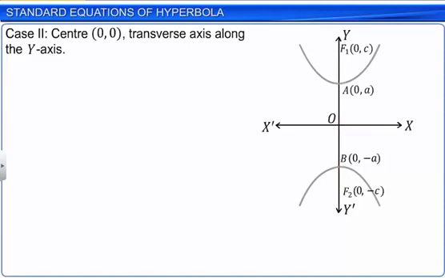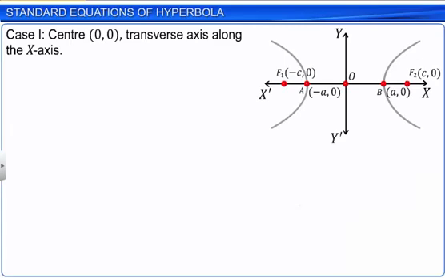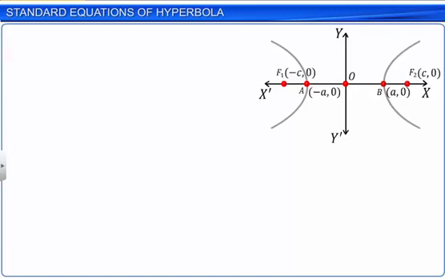Let us derive the equation of the hyperbola for case 1 with the center at the origin, the transverse axis along the x-axis, and the foci lying at (-c, 0) and (c, 0) on the x-axis. Consider a point P on the hyperbola with the coordinates (x, y). Then, by definition, the difference of the distances PF1 and PF2 is constant and equal to 2a. Let this be equation 1.